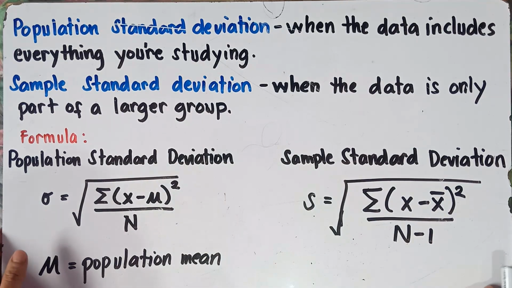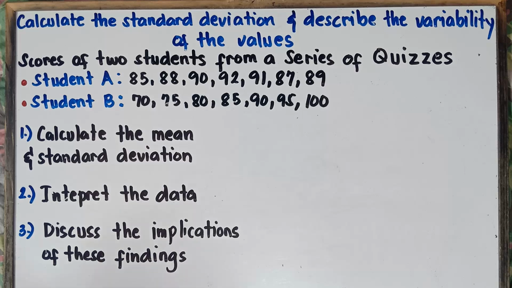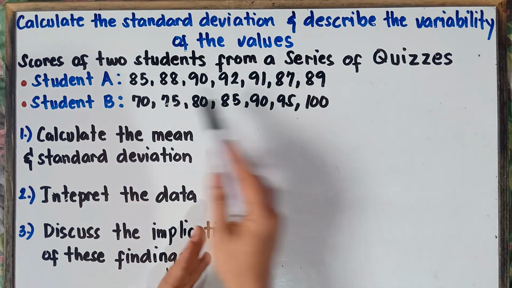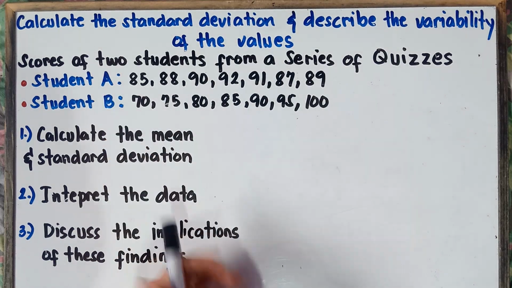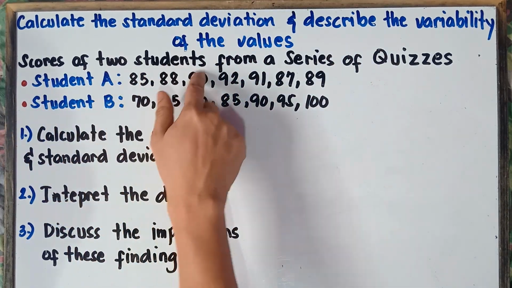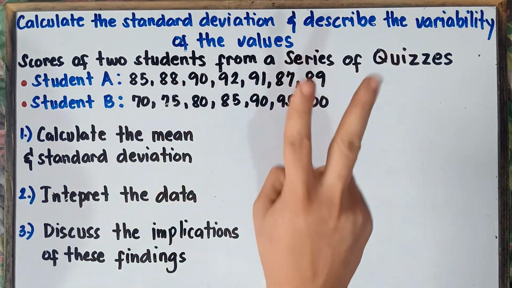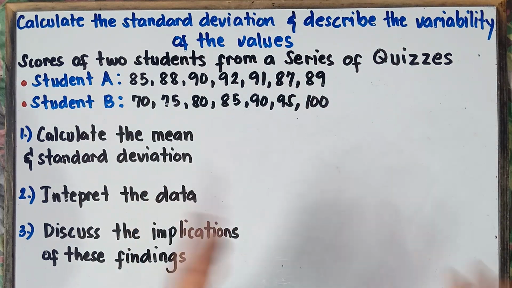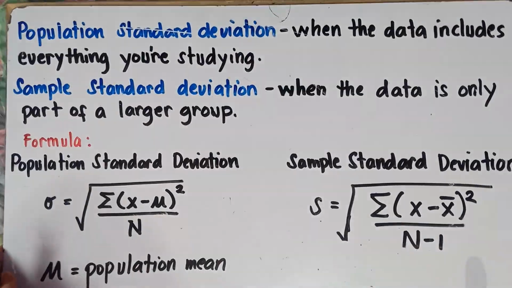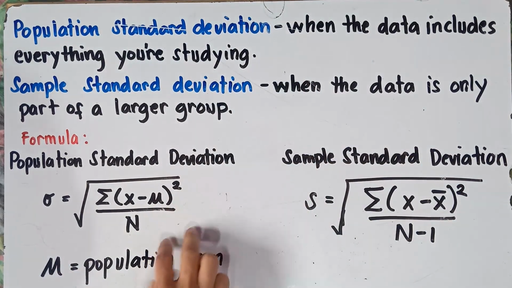Let's check our given example, class. Scores of two students from a series of quizzes, and we have all the scores for student A. We only have two students, right? And we have their given scores. Therefore, class, we have the complete quiz performance, so we will be using the population standard deviation. You will be using this formula, class.